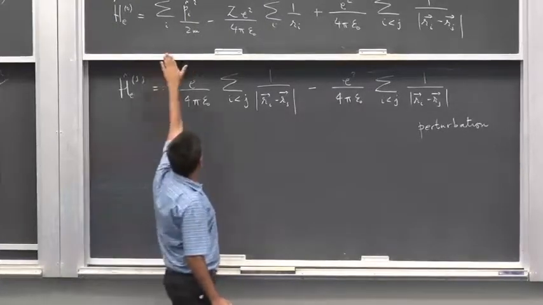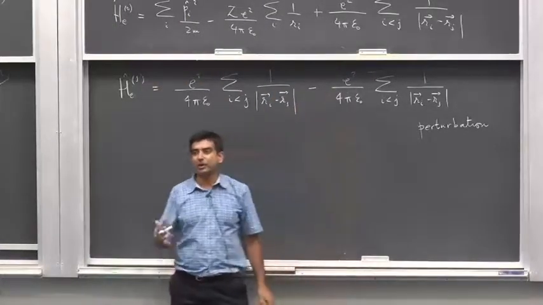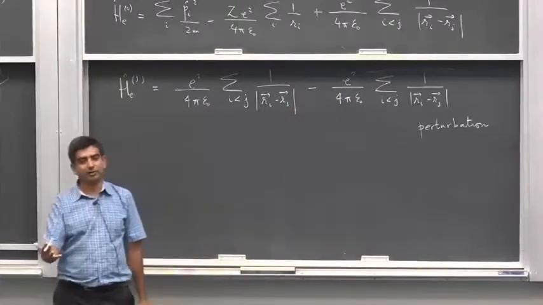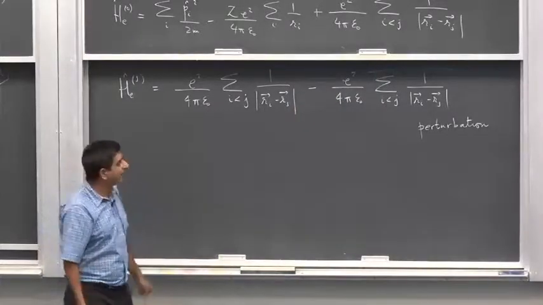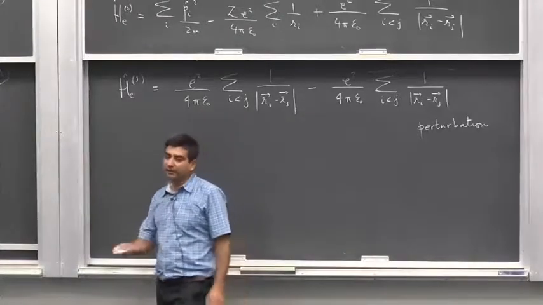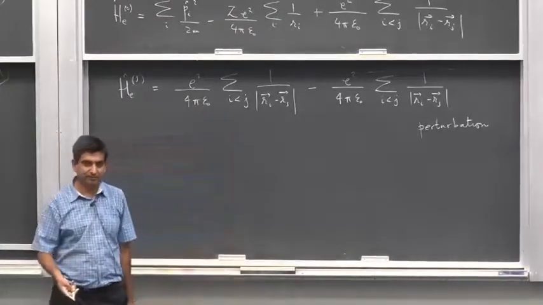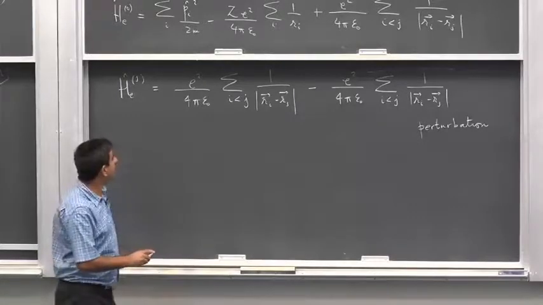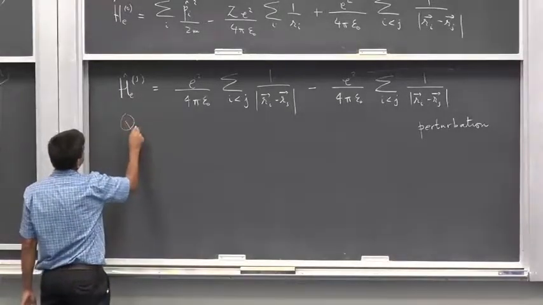You can solve this H naught to find out the eigenfunctions to the 0th order and the energies to the 0th order, and then you can treat this as a perturbative Hamiltonian and find out the energy corrections. So this is the starting point for the whole field of quantum chemistry.